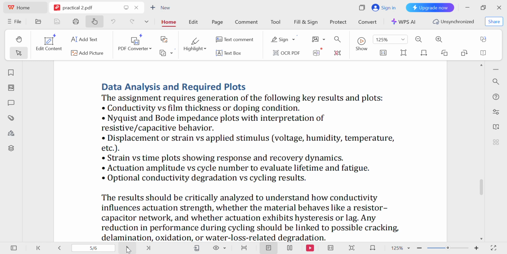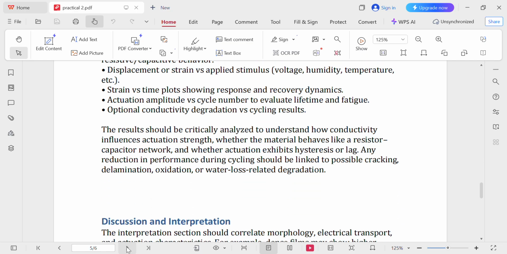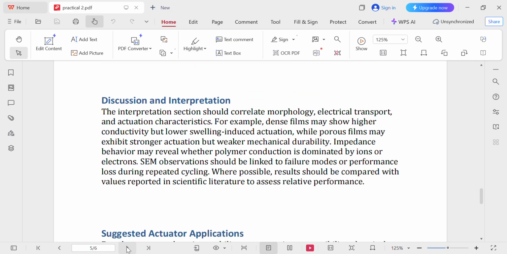Means if the performance becomes worse after repeated use, it should be explained by problems like cracks, layer separation, chemical damage, or loss of moisture. Next is discussion and interpretation. The interpretation section should correlate morphology, electrical transport, and actuation characteristics.